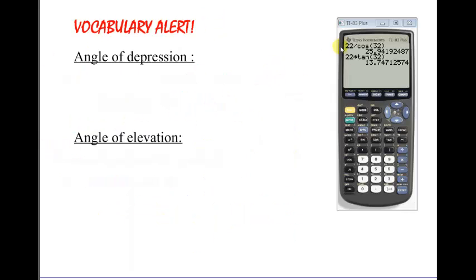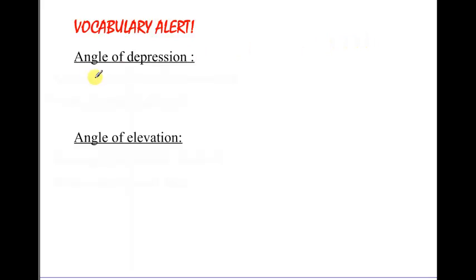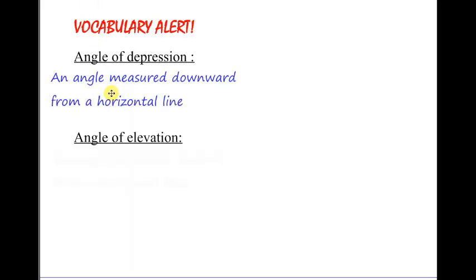Okay, time to learn a little vocab. You guys are going to see some word problems. Yes, I know, scary. And a lot of them are going to talk about angle of depression and angle of elevation, so you need to know what that means. Let's start with an angle of depression. Now, an angle of depression is this. It's an angle that's measured downward from a horizontal line.